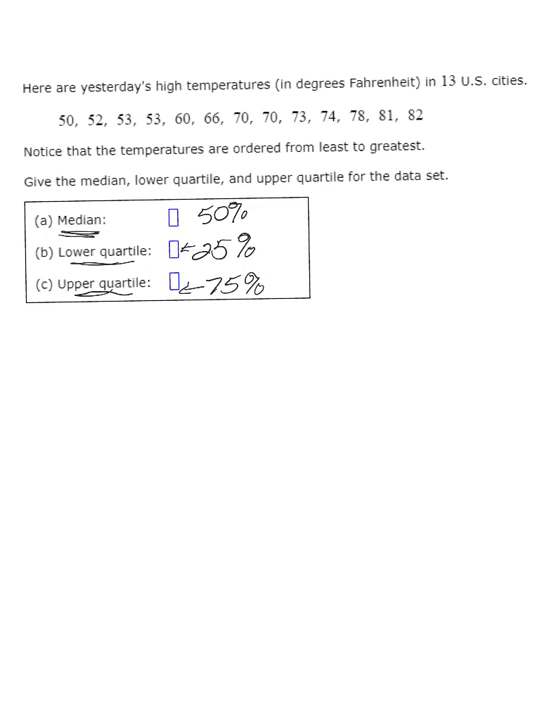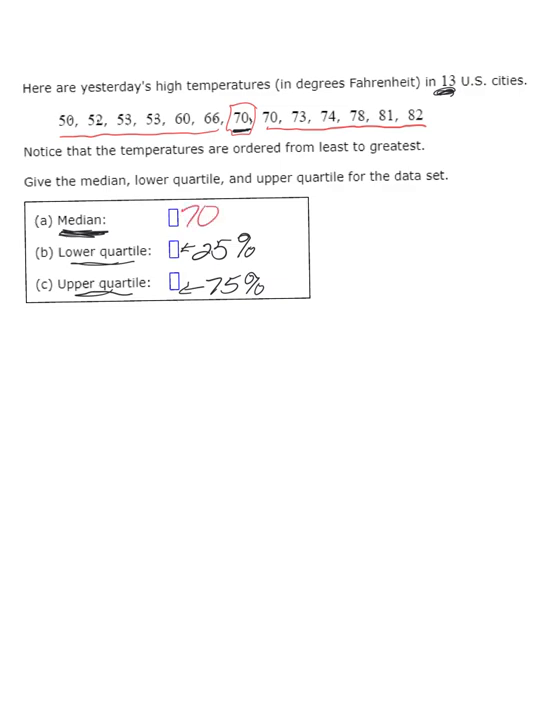So when I'm doing this problem here, first thing I'm going to do is find the median, which is just the middle number, right? So I have 13 data points, so I want to go to the 7th. 1, 2, 3, 4, 5, 6, 7. All right, that leaves me 6 data points on this side, 6 data points on that side. Okay, 70 is right in the middle. It is my median. So 70 would be the median.